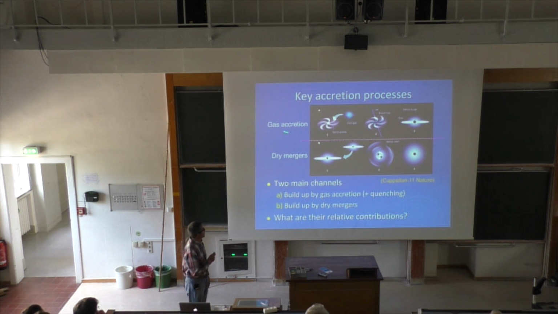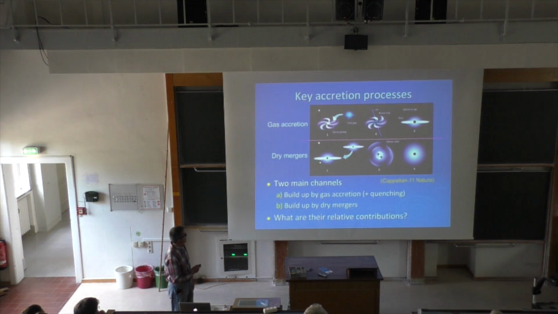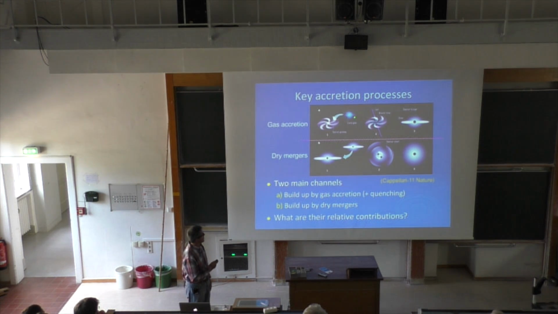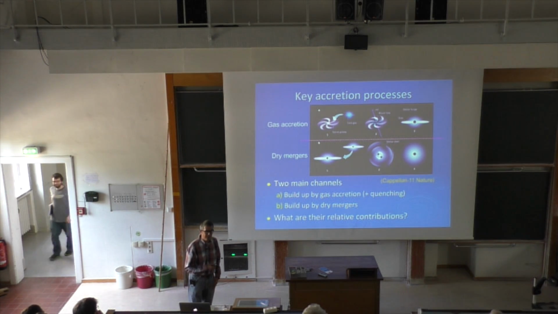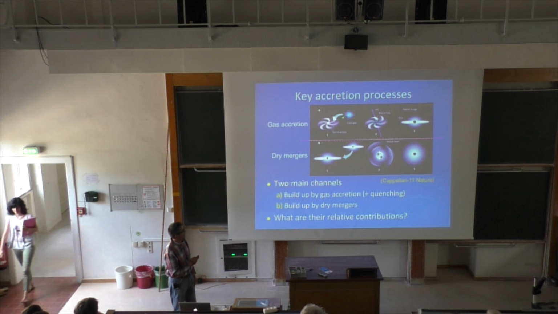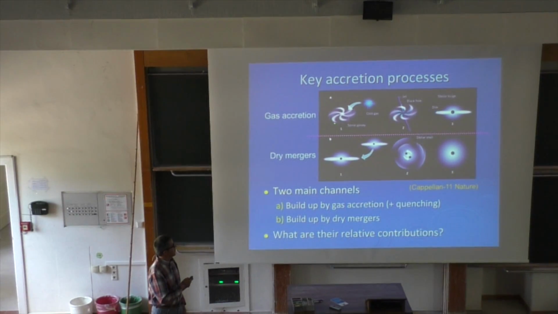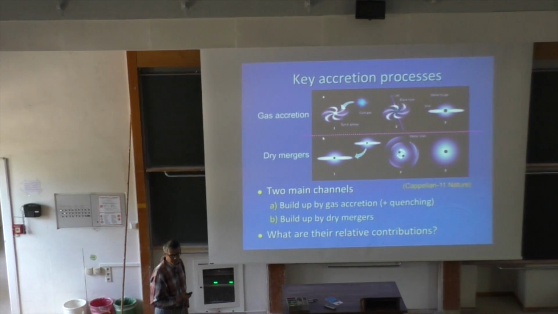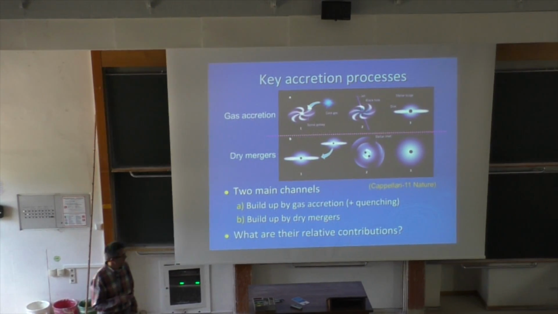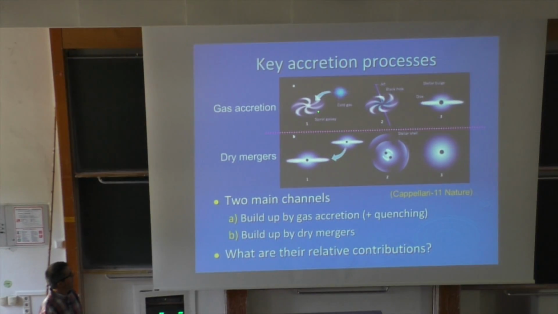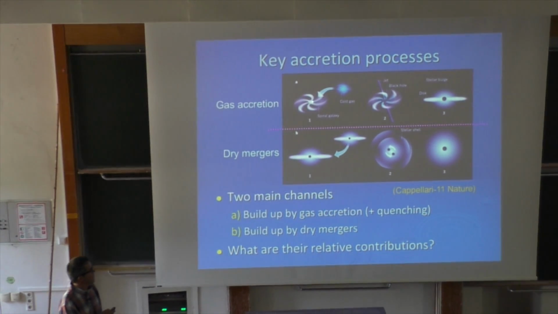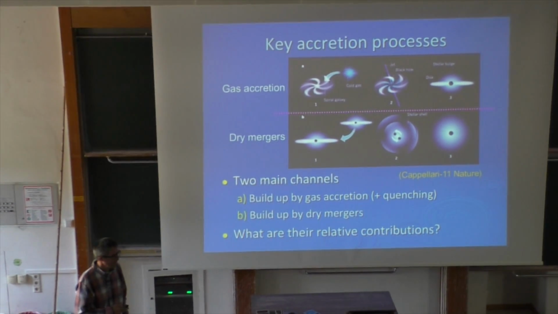So we have one process, which is the gas accretion channel, as I call it here, and the other is the dry merging channel. So in the gas accretion channel, you will have galaxies that are originally disks. They will accrete cold gas either by filaments in the intergalactic medium or by accreting, for example, another gas-rich galaxy. Gas, as I said before, is dissipational, so it will radiate energy, sink toward the center, and form stars toward the center of the galaxy.